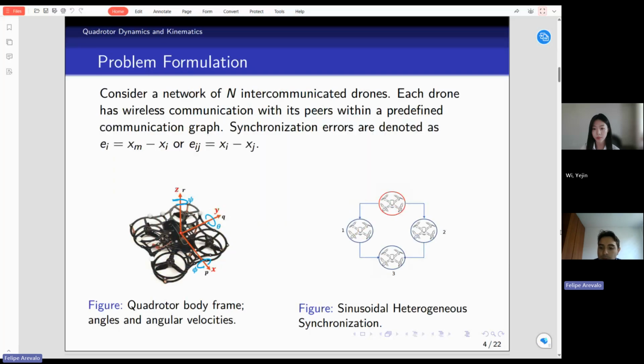So with that in mind, the specific problem formulation that we are considering is a network of n intercommunicated drones. Each drone has some wireless communication, so it can share some information with its peers. With the information that we are sharing, we define a synchronization error, which is based on the states that we obtain through some dynamical model. The idea of the synchronization error is that the difference between the states of one drone and another drone is going to tend to zero. As a highlight of the notation, we are using M as the notation for the leader. And the graph that we are using in this case is shown, along with the drones that we are using through the experiments.